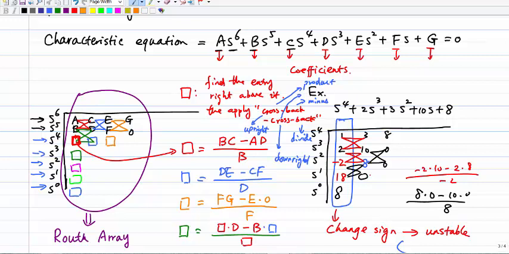You can also do the same thing. Once you do that, you don't have any more, right? There's nothing more to do over here. You can stop right here. So this is for the third row.